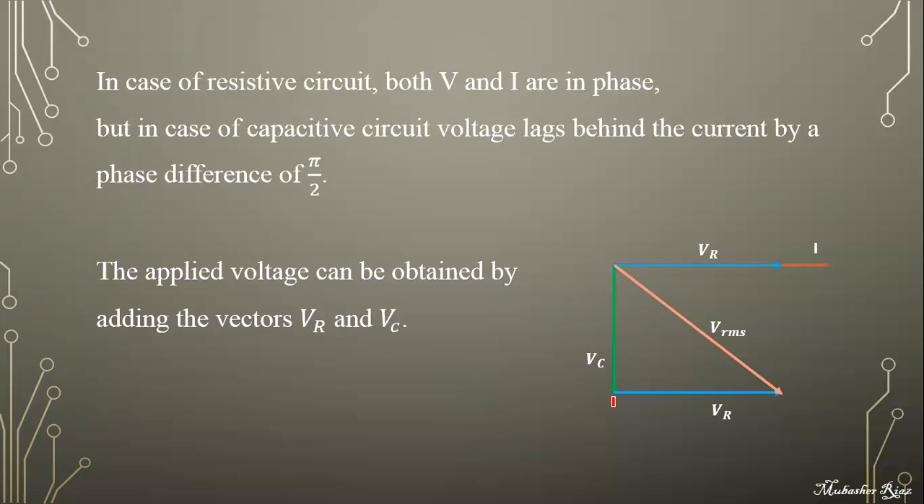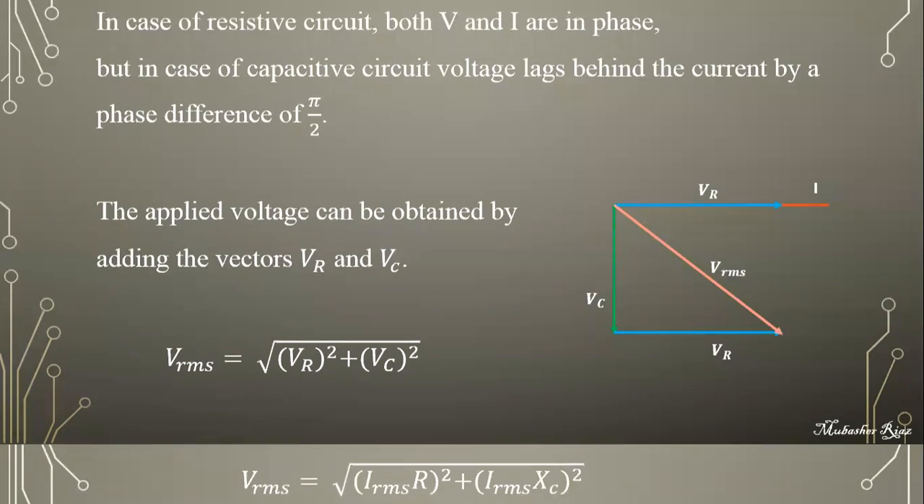So by using Pythagoras theorem, VRMS becomes equal to base square plus perpendicular square and whole square root, where VR is the base of triangle and VC is the perpendicular of this triangle. So VR square plus VC square and whole square root is equal to the resultant voltage or the applied voltage which is provided by the source to these components.